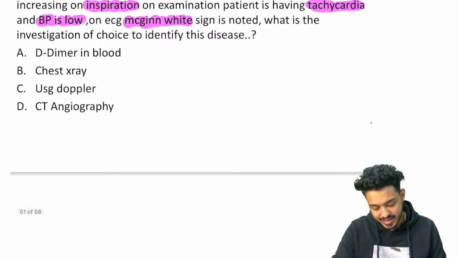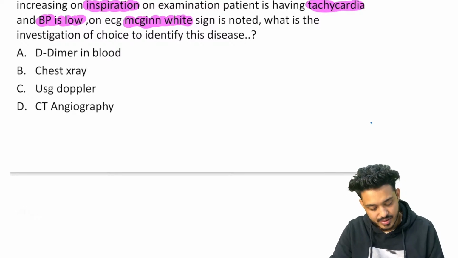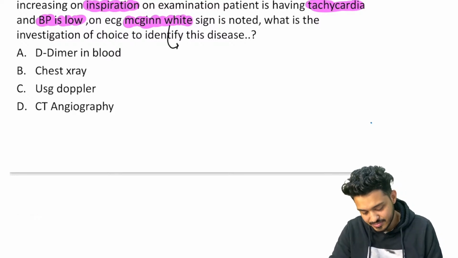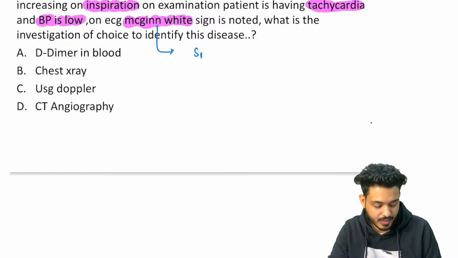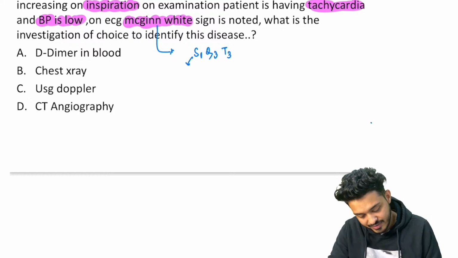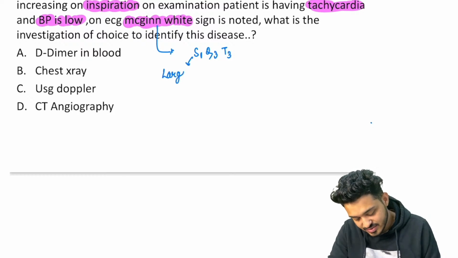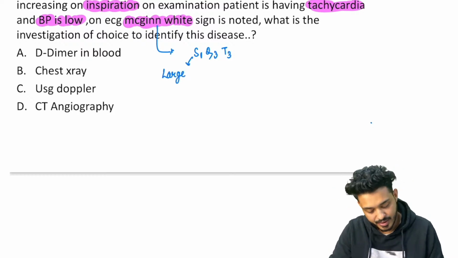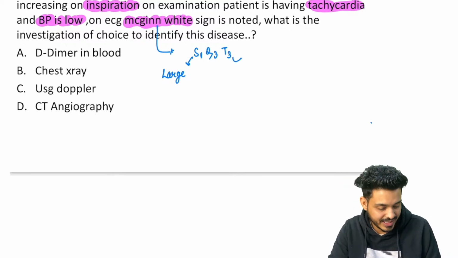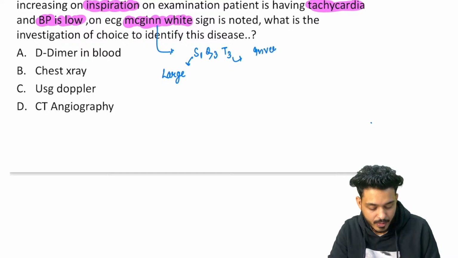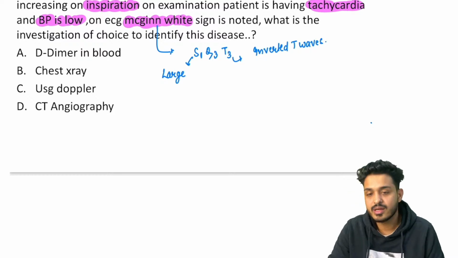First, try to make the diagnosis. What is the diagnosis? And what is this McGinn-White sign? Let me make you understand. This McGinn-White sign is going to be your S1, Q3, T3 sign, right? So you will be having large S waves in the lead number 1. You will be having Q waves on the lead number 3, and you will be having inverted T waves in the lead number 3.